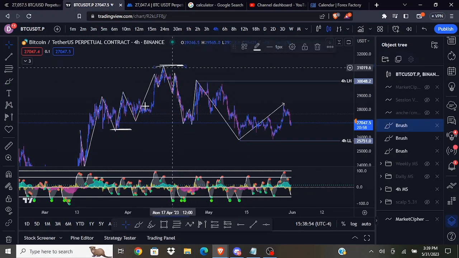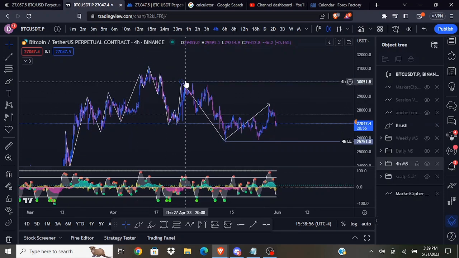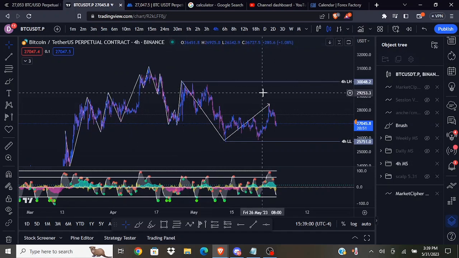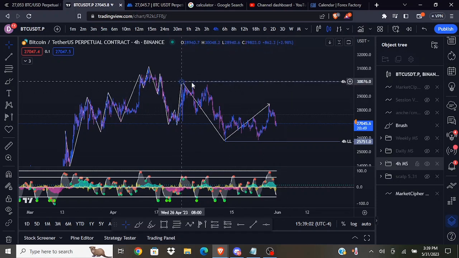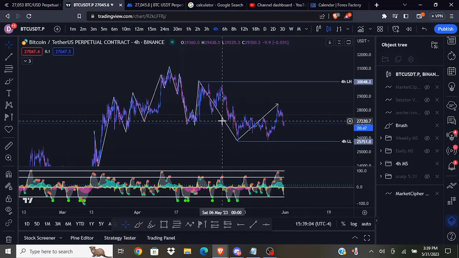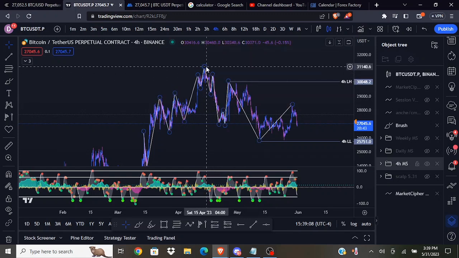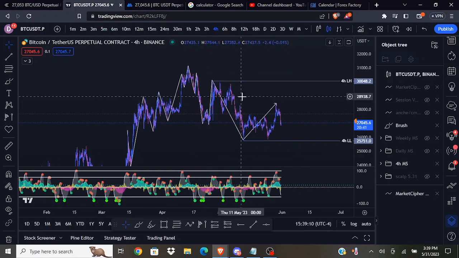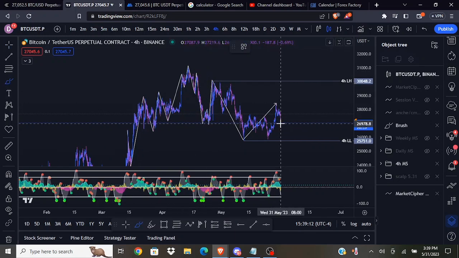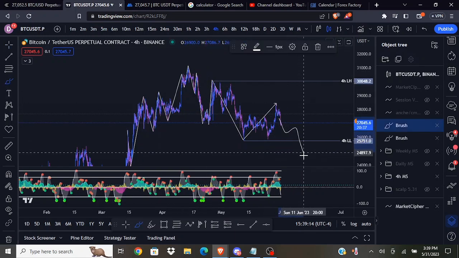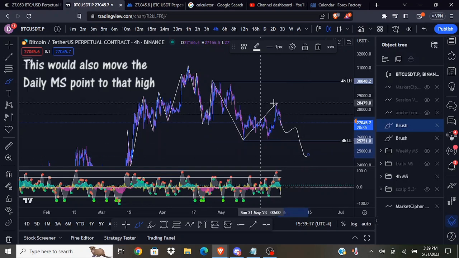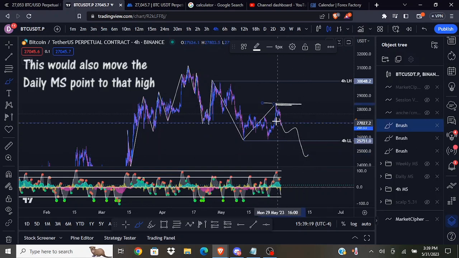What this does, looking at this 4-hour structure, is it moves the market structure point down to right here. This is the 4-hour lower high. So, that gives us slightly different market structure points than the daily. On the daily, the MS point is up here. So, on the 4-hour, if we either A, get a move down to break structure here, then this would become the 4-hour market structure point.